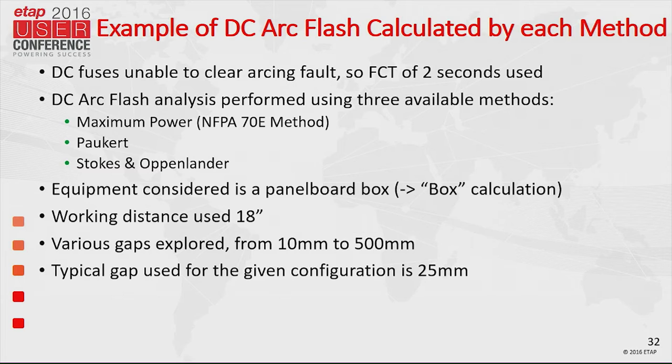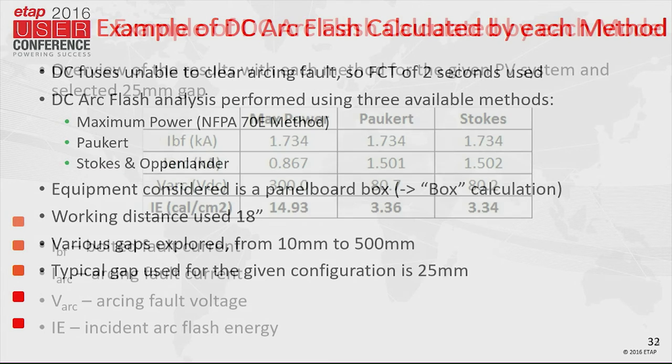We performed incident energy calculations with maximum power, with Paukert, and with Stokes. We considered the equipment as a panel board box, a 12 by 14 by 9 inch enclosure, which comes out to be more important than you would think. I'll get to that in a minute. Working distance 18 inches, and I'll show you what we looked at.